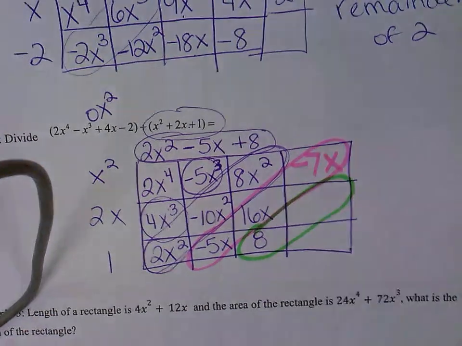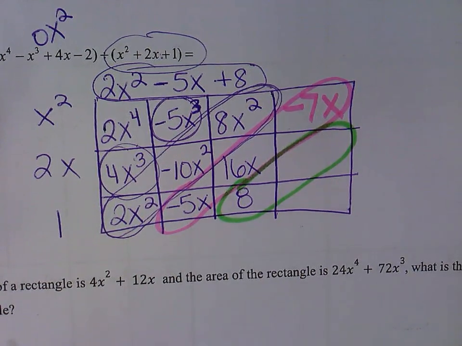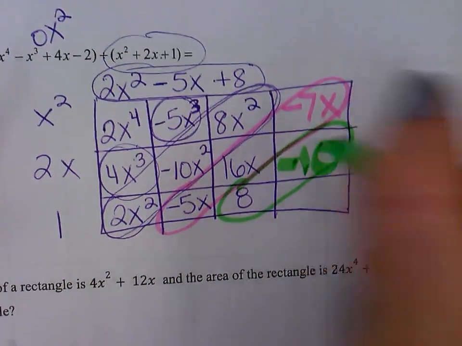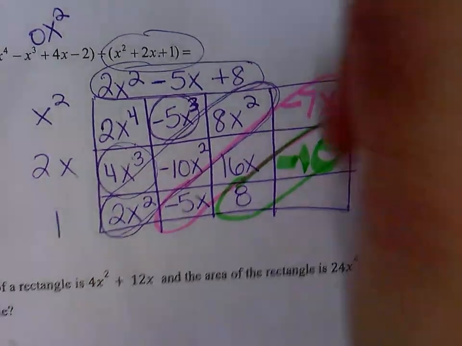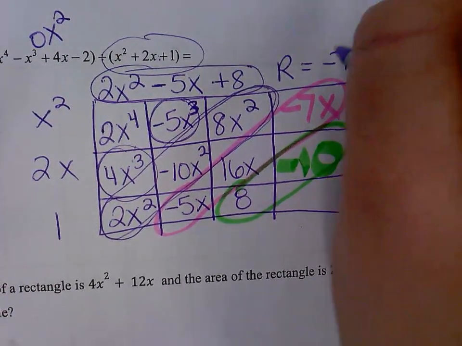It's okay to have a remainder that is not a constant. What goes in my green box? I'm currently at 8. And what did I want to have? Negative 2. I'm currently at 8. So I need a negative 10 to get to negative 2. So you have a two-term remainder of negative 7x minus 10.